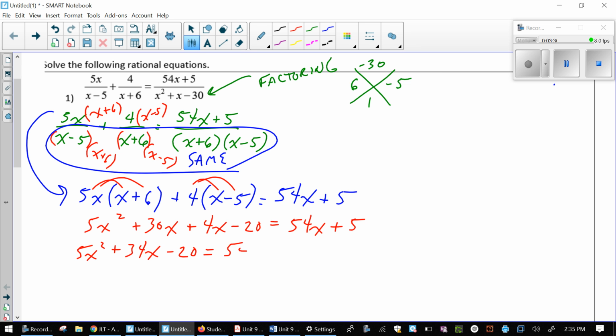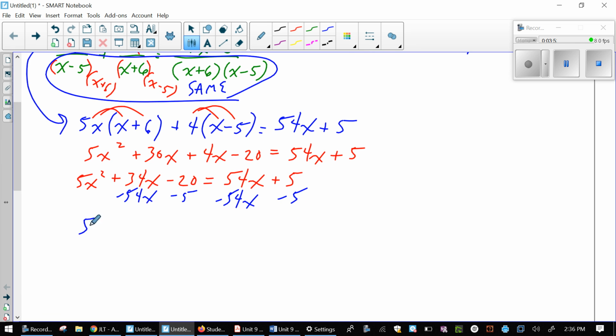And now we can move these guys over. We have 54x plus 5. Let's get that to the other side. Minus 54x minus 5. I'm going to line these up with my like terms. All right, and here is our simplified quadratic equation, 5x squared, and 34 minus 54 gives me minus 20x. Negative 20 minus 5 is minus 25. Ooh, I like that. And I like that because they're all multiples of 5. So that means I can factor out this 5, and I can factor that quadratic very quickly once I do that. Love that.